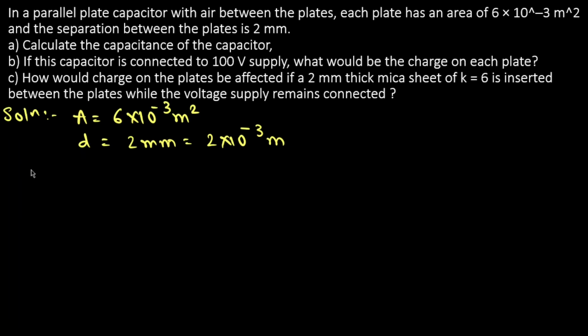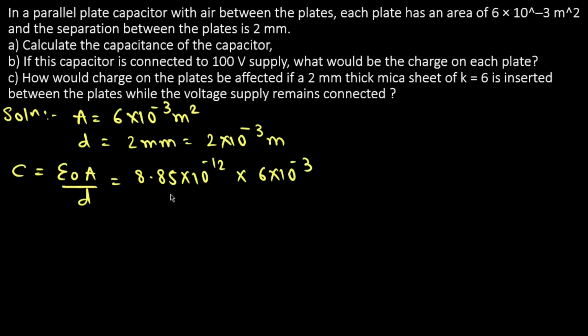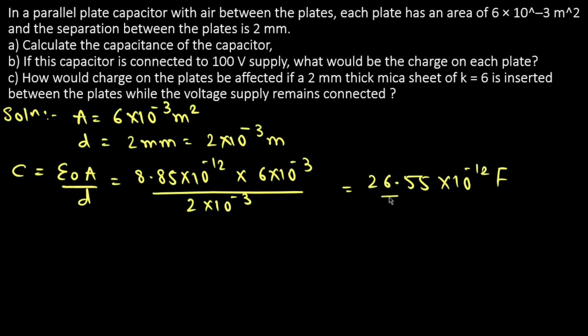Since there is no dielectric present, the capacitance can be written as C equal to epsilon naught A by d. Epsilon naught is 8.85 into 10 raised to minus 12 into area 6 into 10 raised to minus 3 divided by d, that is 2 into 10 raised to minus 3. Solving this, we get the capacitance to be 26.55 into 10 raised to minus 12 farad, which can be written as 26.55 picofarad.